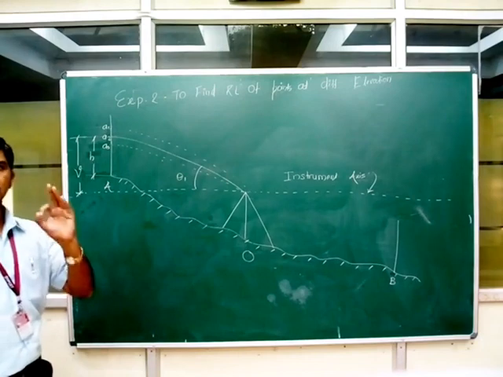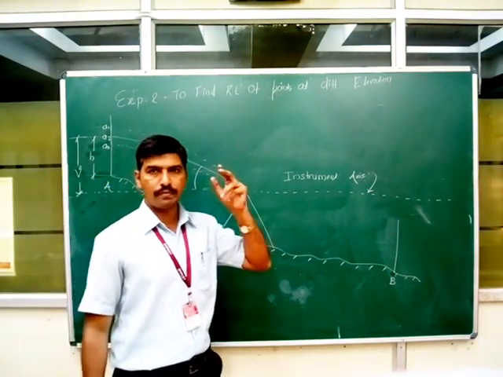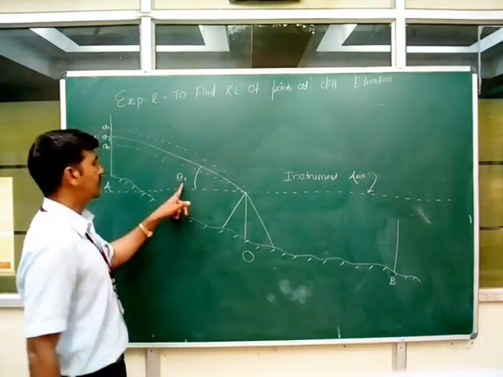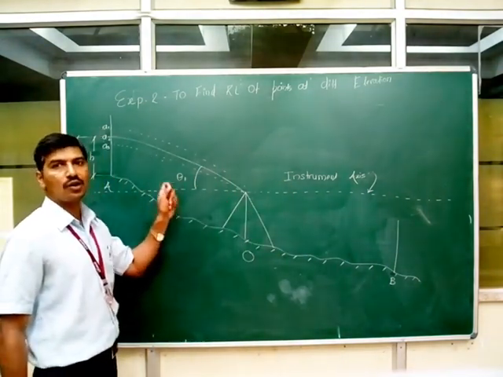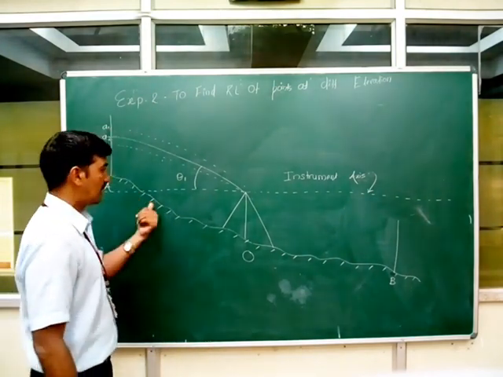We have to take 3 cross hair readings. We have to take top, middle and bottom cross hair readings. With this, we require to take the vertical angle also. This is the first case, angle of elevation.